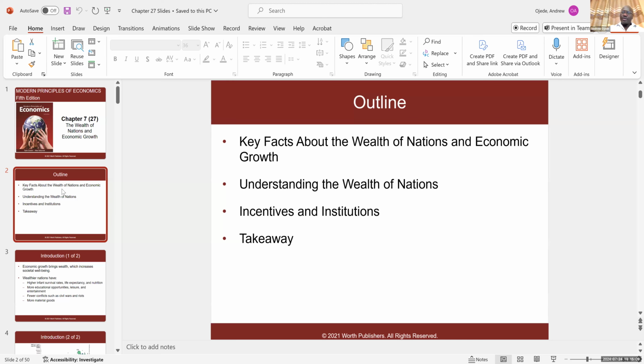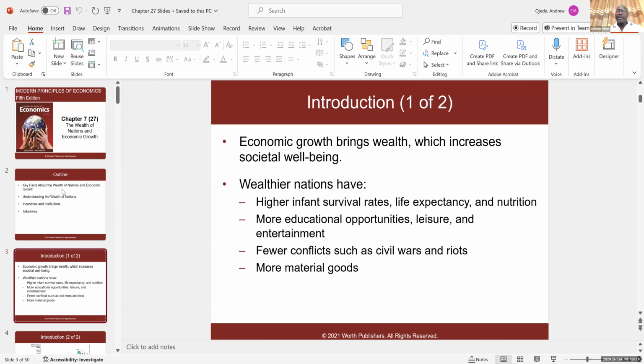Okay, so the key introduction here: economic growth brings wealth. We talked about it in the previous chapter, that economic growth is when a country's production capability has been expanded. It's basically the percentage increase in what? In GDP. If the country can produce an increasing amount of GDP, then we say that the economy is experiencing economic growth. So economic growth is going to bring wealth, which increases societal well-being.